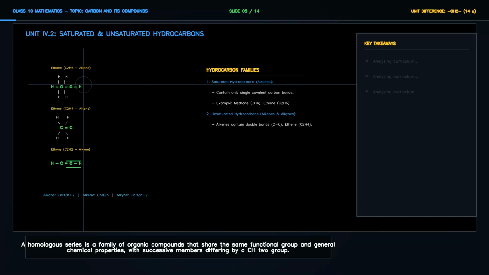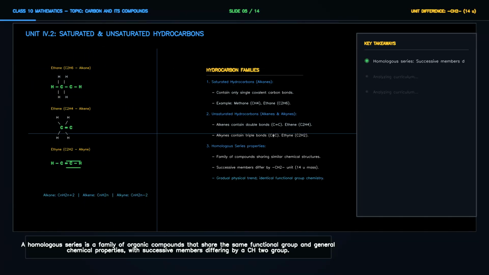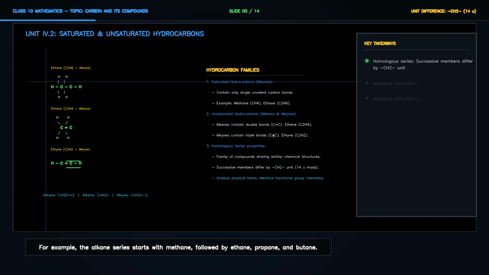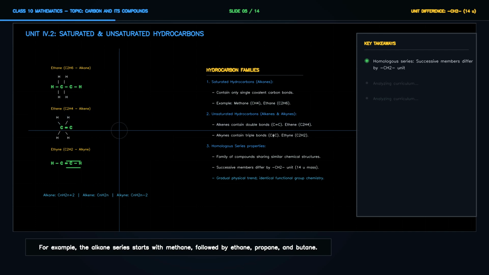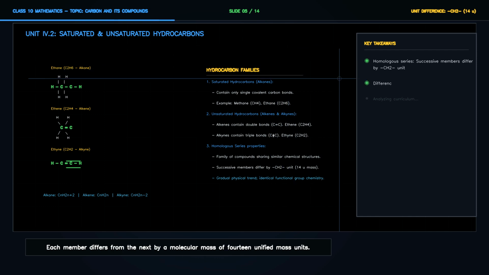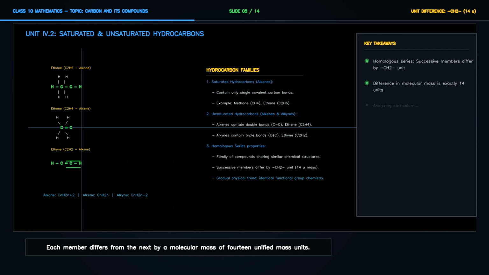A homologous series is a family of organic compounds that share the same functional group and general chemical properties, with successive members differing by a CH2 group. For example, the alkane series starts with methane, followed by ethane, propane, and butane. Each member differs from the next by a molecular mass of 14 unified mass units.